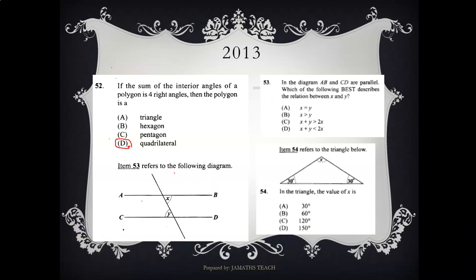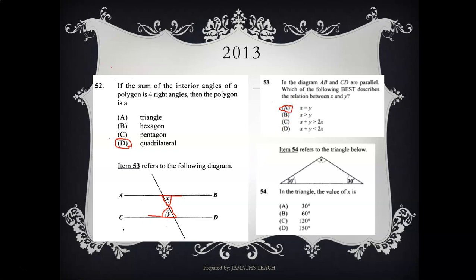Item 53 refers to the following diagram. In the diagram, AB and CD are parallel. Which of the following best describes the relationship between X and Y? So you would have heard the term Z angles before, or correctly known as alternate angles. And I like to say angles in the corner of the Z are equal. So that means X is equal to Y, and that is 8.